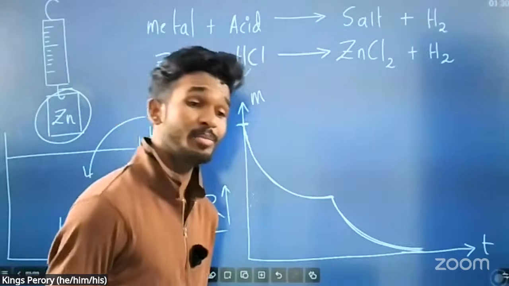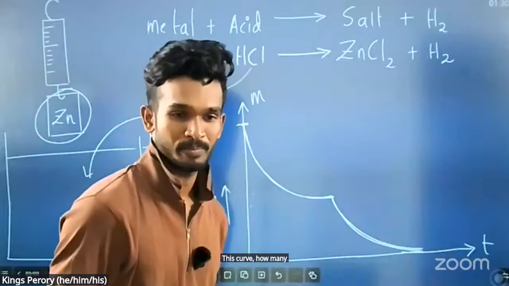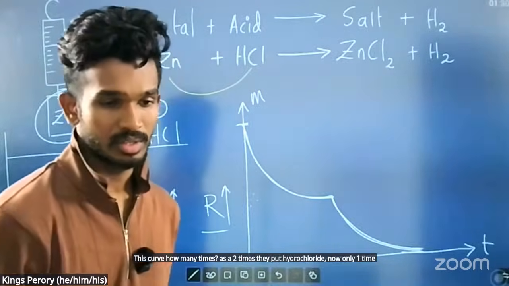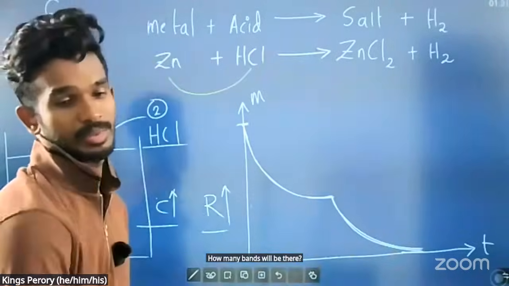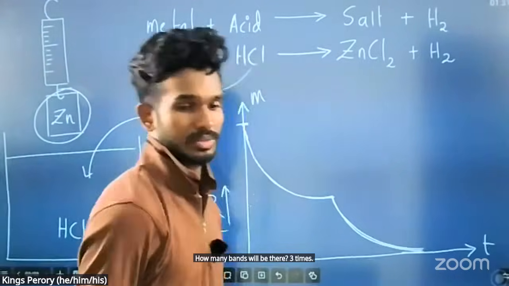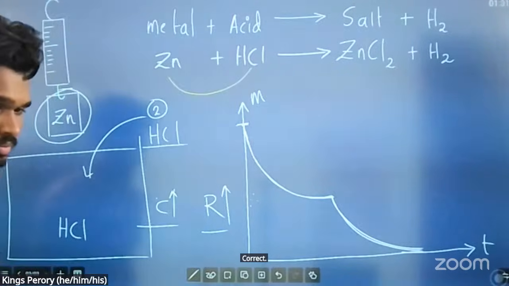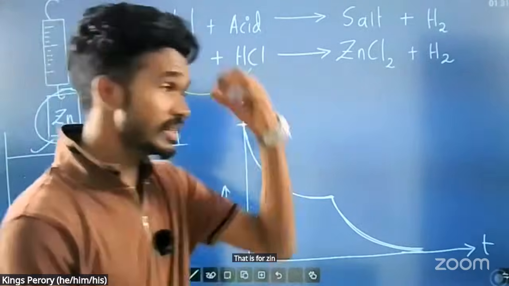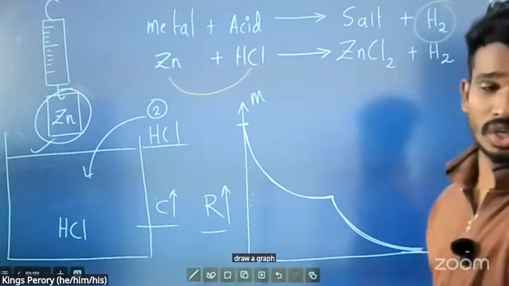Let's take that again they put some hydrochloric acid. Let's say 2 times they put hydrochloric acid. Now if only 1 time they have added hydrochloric acid, then how many bends will be there in this curve? 3 times. Got it? Yes. That is for zinc. Sometimes in the exam they might ask you to draw a graph for the evolution of hydrogen.